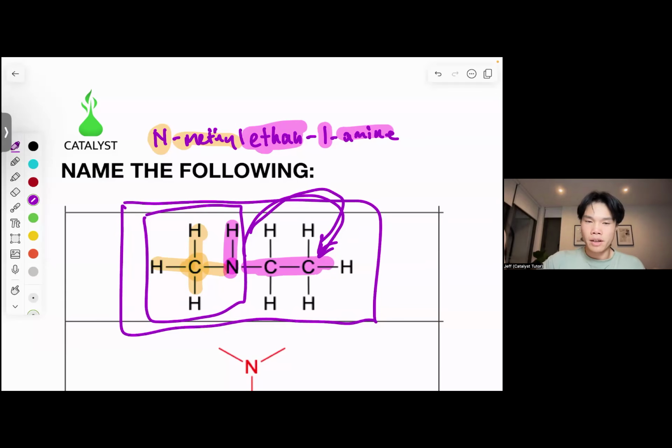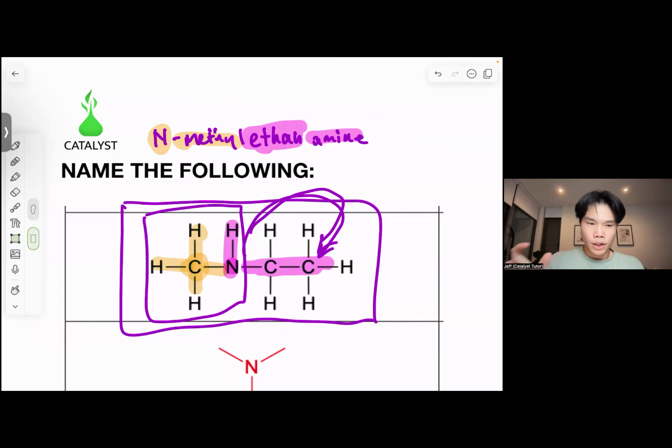N-methyl ethan 1-amine. So when we have the same configuration, there's only one configuration possible, we can get rid of locants. That's the only case where we don't have one. Same as with butanone. So it becomes N-methyl ethanamine.